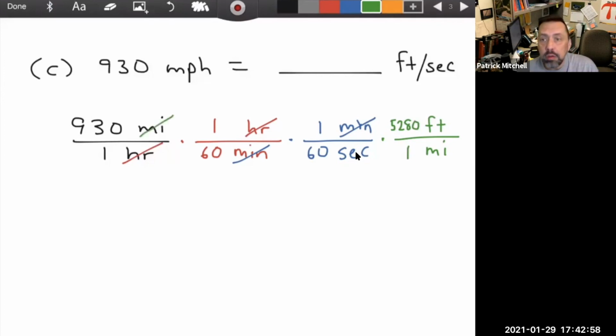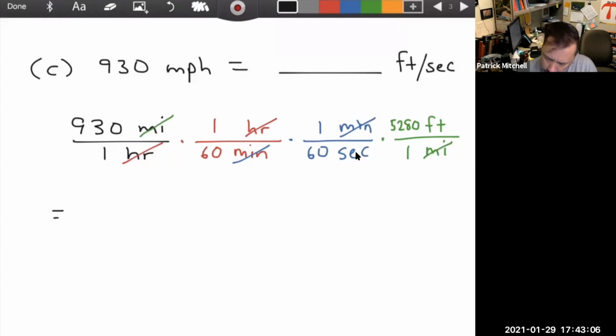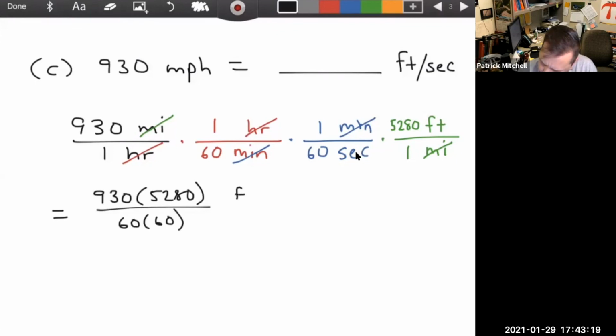So let's look this over. On top, we have feet. On the bottom, we have seconds. So that should be what we need. Now what numbers do we have to crunch? We need to do 930 times 5280, and then we need to divide that by 60 times 60.